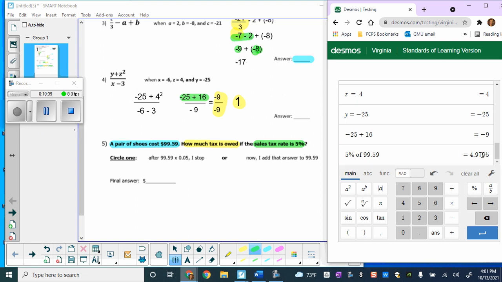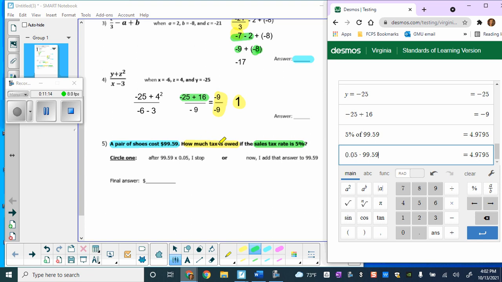So you could find 5% of $99.59 using DESMOS. And right here, we would need to round that to 98 cents because of this 9. So DESMOS can actually find the percent for you. You could still just do 0.05 and then do times the 99.59. It's the same answer. I just wanted to point out that DESMOS, if you do 5%, it'll automatically type in the word of. So now let's just decide over here together, after we multiplied and found the 5%, do we need to stop or do we need to add the 498 to our answer?